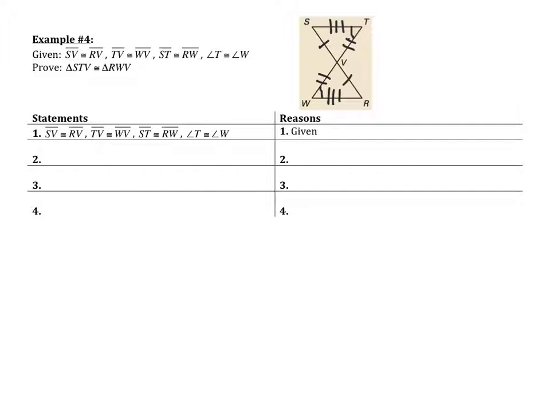In order to prove that two triangles are congruent, we need to show that all three sides of one triangle are congruent to all three sides of the other triangle, which we have.